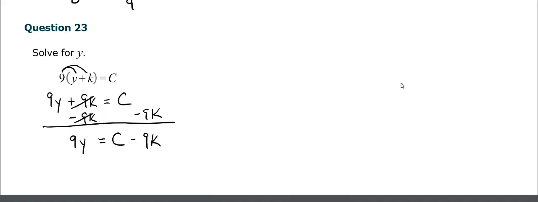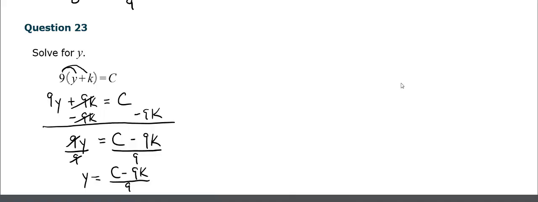Now I'm going to go through something a little bit more because there's two ways really to finish this problem. So one way is exactly what we did in the last problem. We're going to divide everything by 9, or both sides. So on the left hand side, that leaves us y. And on the right-hand side, we have c minus 9k over 9.